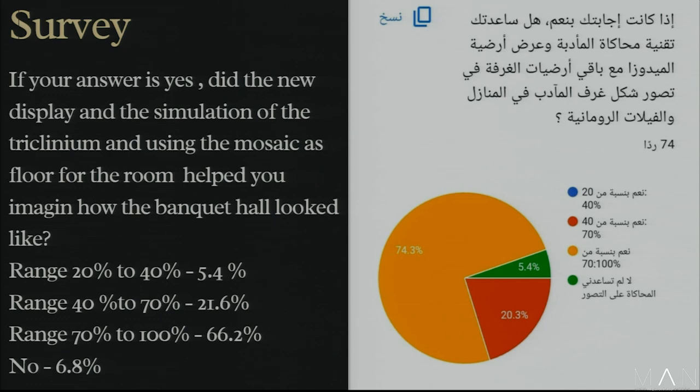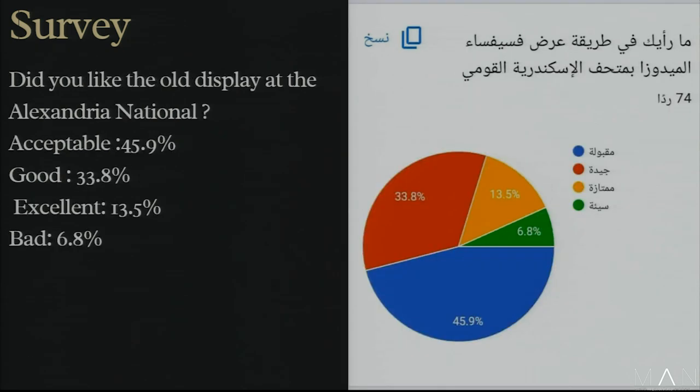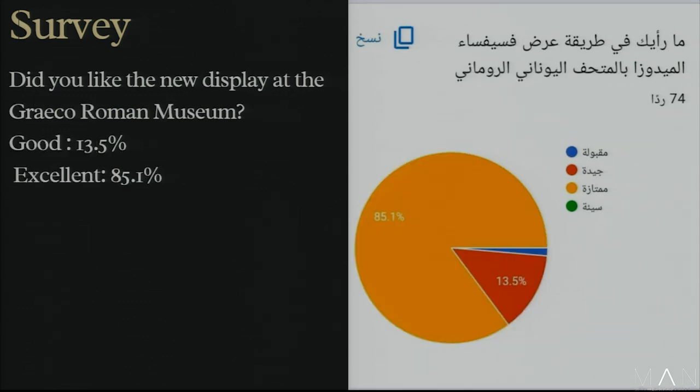When asked if the simulation technique and the display of the Medusa mosaic alongside other mosaic panels helped them visualize a Roman banquet, over 74% responded positively. When asked about the display of the Medusa mosaic at Alexandria National Museum, over 45% responded that it was acceptable. However, at the Greco-Roman Museum, over 85% rated the display as excellent.